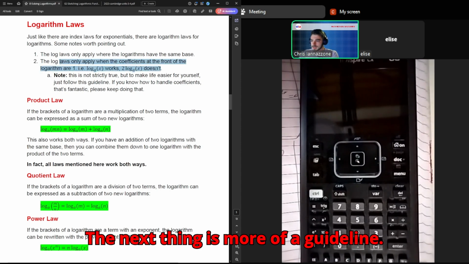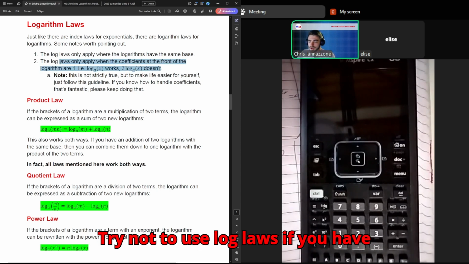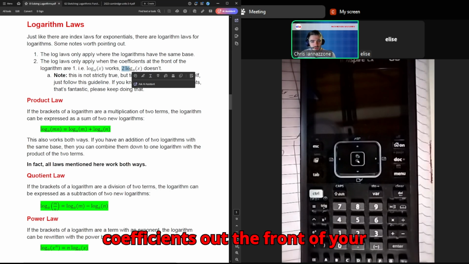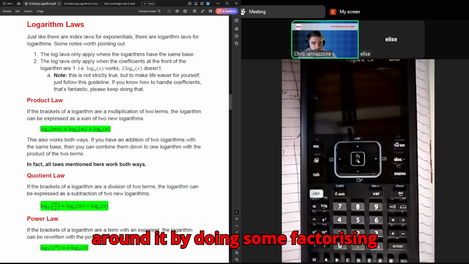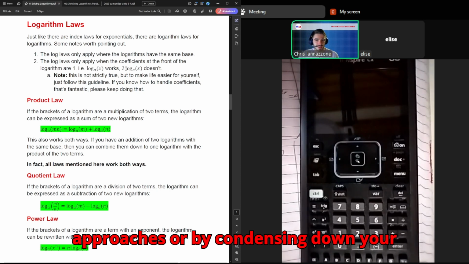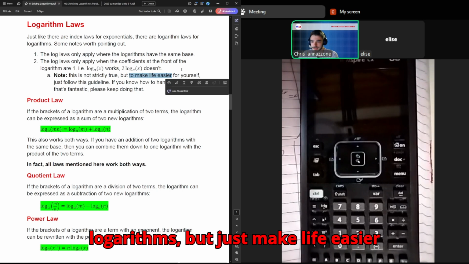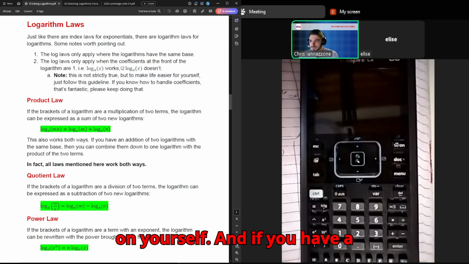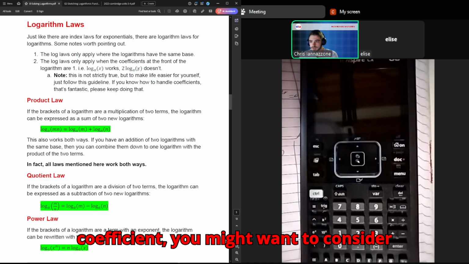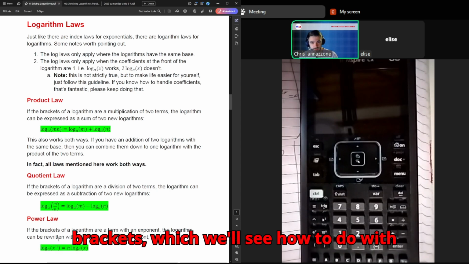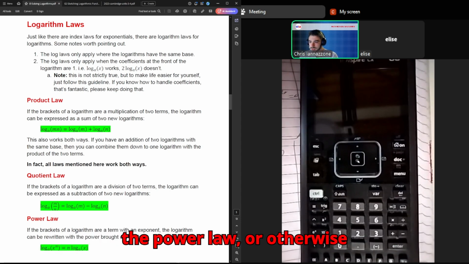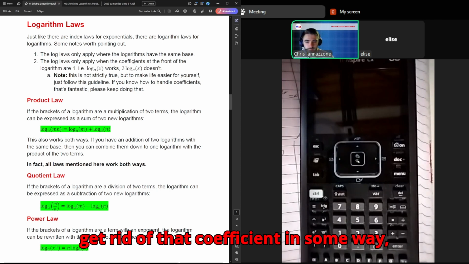The next thing is more of a guideline. Try not to use log laws if you have coefficients out the front of your logarithm. So you can technically get around it by doing some factorizing approaches or by condensing down your logarithms, but just make life easier on yourself. And if you have a coefficient, you might want to consider bringing it into the power of your brackets, which we'll see how to do with the power law, or otherwise get rid of that coefficient in some way, shape, or form.